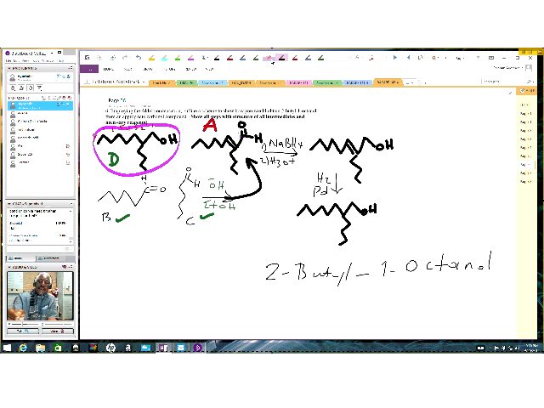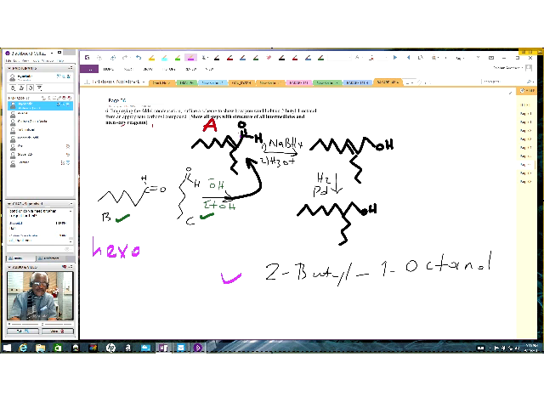We simply rationalize that for us to make this molecule, we need to start with hexanal, which is 6 carbons. We subjected hexanal to aldol condensation, and that gave us the aldol condensation product, which we call molecule A. Then we did the reduction with sodium borohydride to reduce the aldehyde to a primary alcohol, and then we reduced the carbon-carbon double bond to a carbon-carbon single bond.